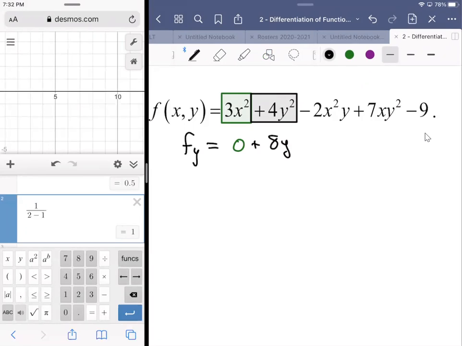Okay. Treat the 2x squared as a constant multiplier. And really, you're just taking the derivative of the y portion of it. You're just taking the derivative of that guy. Derivative of y with respect to y is 1. So this just becomes minus 2x squared.